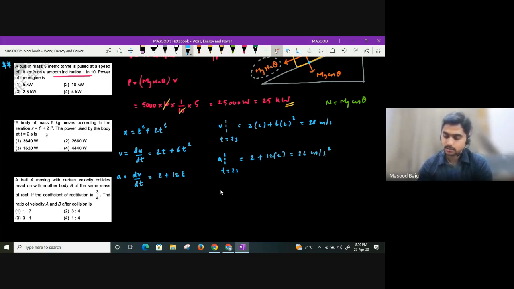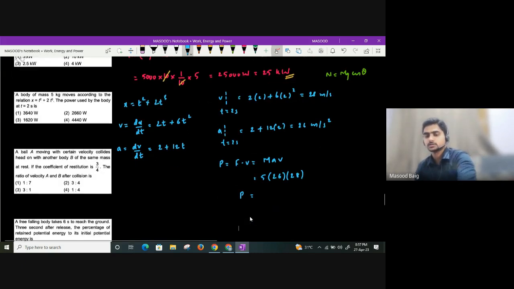So what is the instantaneous power given as? It is given as force into velocity. I can write m into a into v. Mass is given as 5, acceleration 26, and velocity 28. Whatever is the power, guys, you can solve for it, I guess. Clear, everyone?